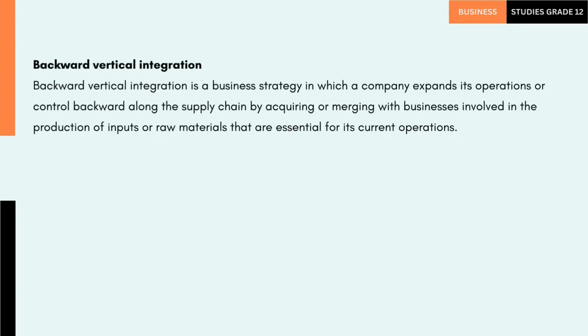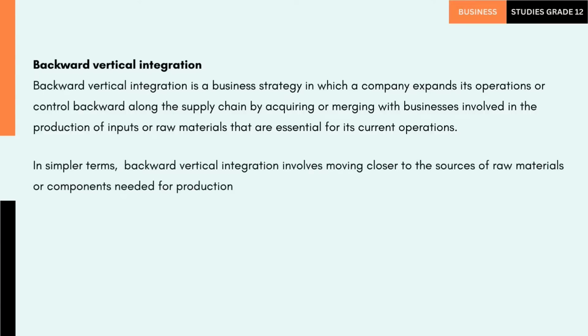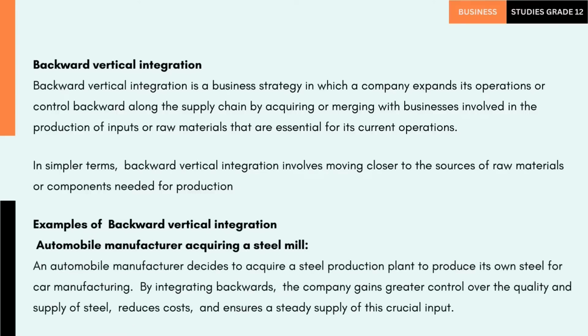Backward vertical integration is a business strategy in which a company expands its operations or control backward along the supply chain by acquiring or merging with businesses involved in the production of inputs or raw materials that are essential for its current operations. In simpler terms, backward vertical integration involves moving closer to the sources of raw materials or components needed for production. Examples of backward vertical integration.